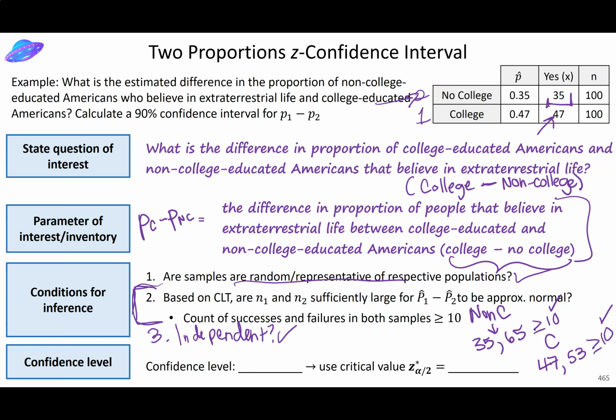My confidence level, it's a 90% confidence interval. So that means I'm going to use a Z-star critical value, which is just going to be 1.645.